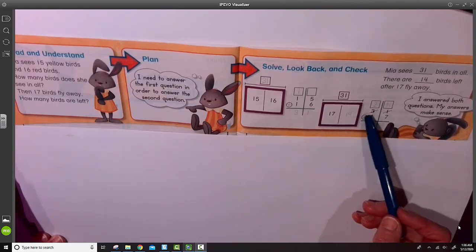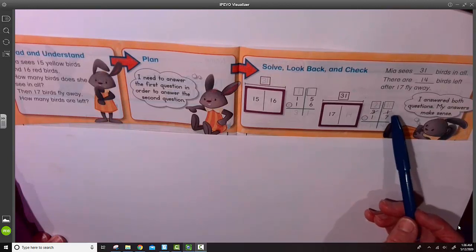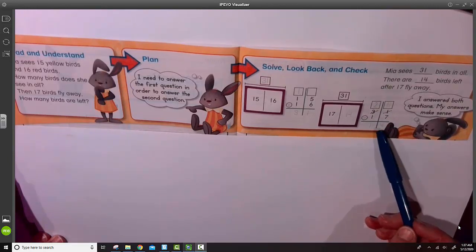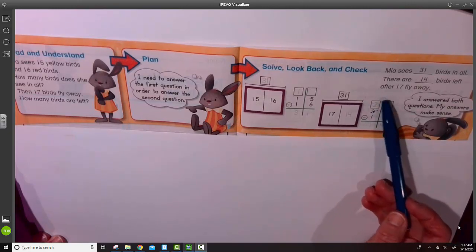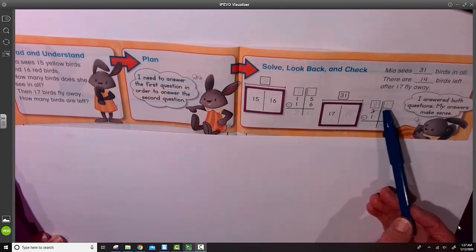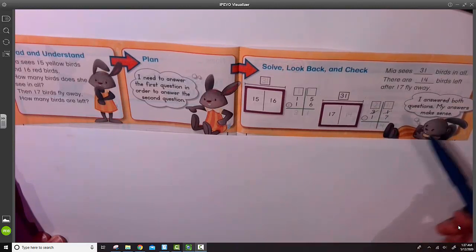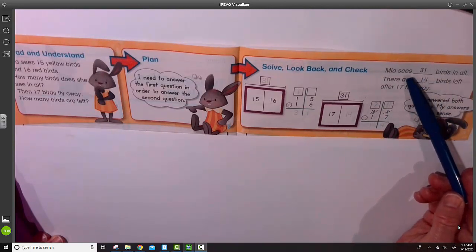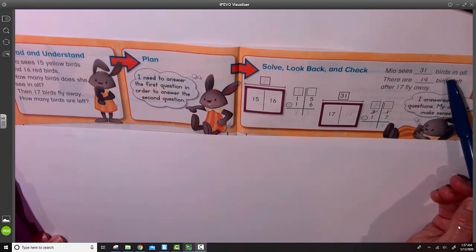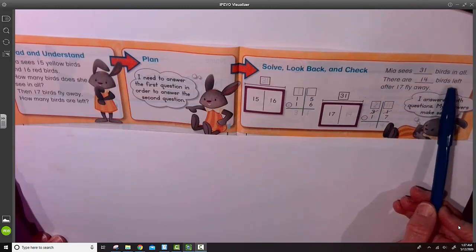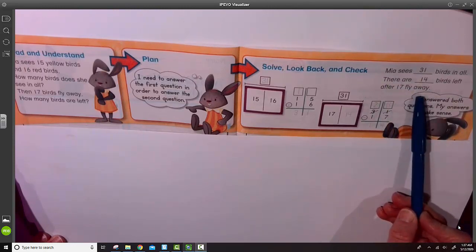You can do this algorithm very simply. 31 minus 17 equals 14. You know how to regroup the numbers very well. So 31 minus 17 is 14. The first question, Mia sees 31 birds in all. There are 14 birds left after 17 fly away.